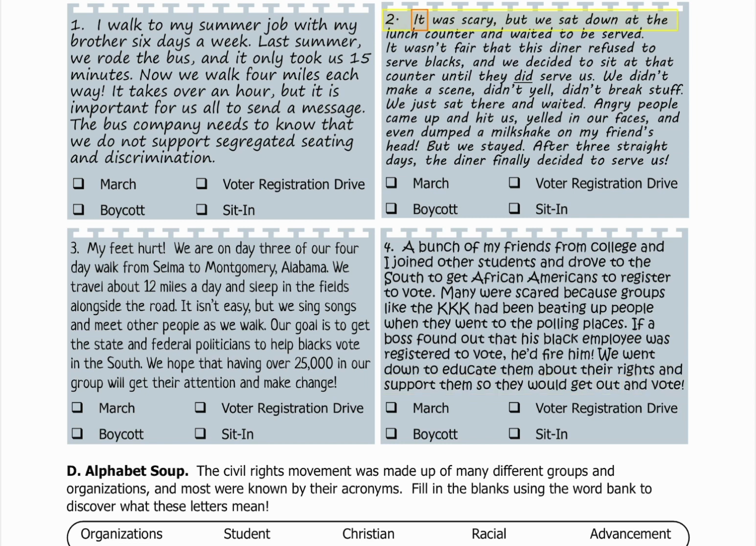2. It was scary, but we sat down at the lunch counter and waited to be served. It wasn't fair that this diner refused to serve blacks, and we decided to sit at the counter until they did serve us. We didn't make a scene, didn't yell, didn't break stuff. We just sat there and waited. Angry people came up and hit us, yelled in our faces, and even dumped a milkshake on my friend's head. But we stayed. After 3 straight days, the diner finally decided to serve us.